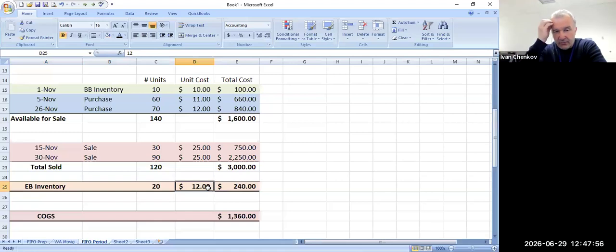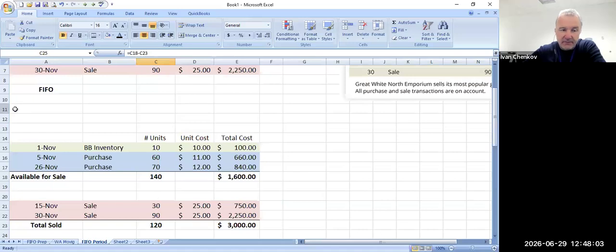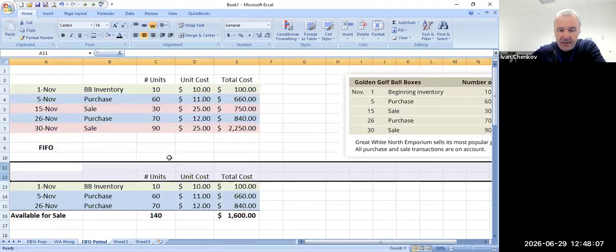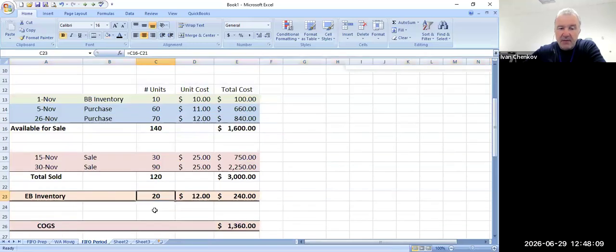Now, on the ending inventory, we already know. That's where things come in with the first in, first out. On the first in, first out, you already know: if I have 20 units left in my ending inventory, what will be the cost of those 20 units? Now, I want you to answer me with your voice rather than the chat, or maybe in the chat. Yeah, I'm going to monitor the chat.